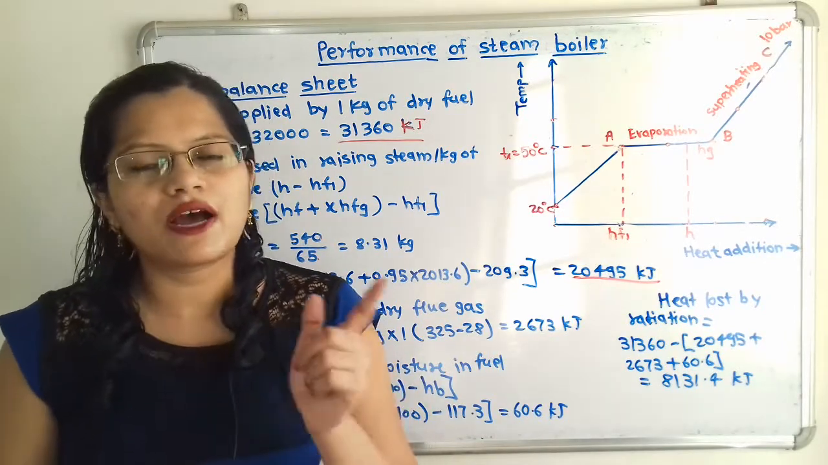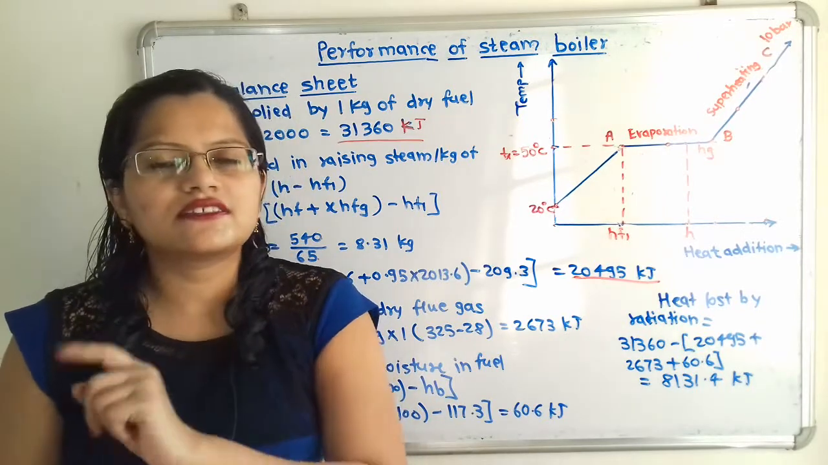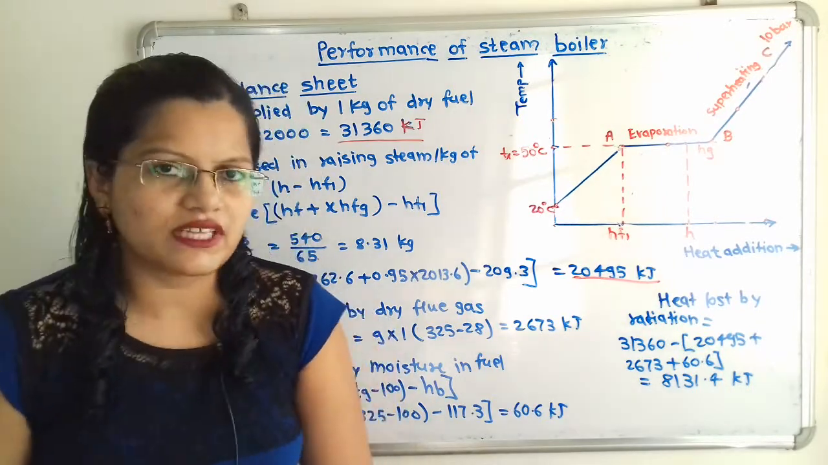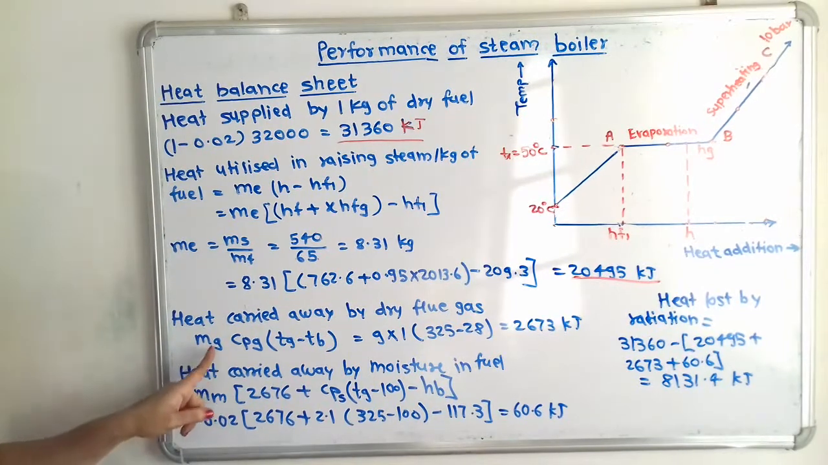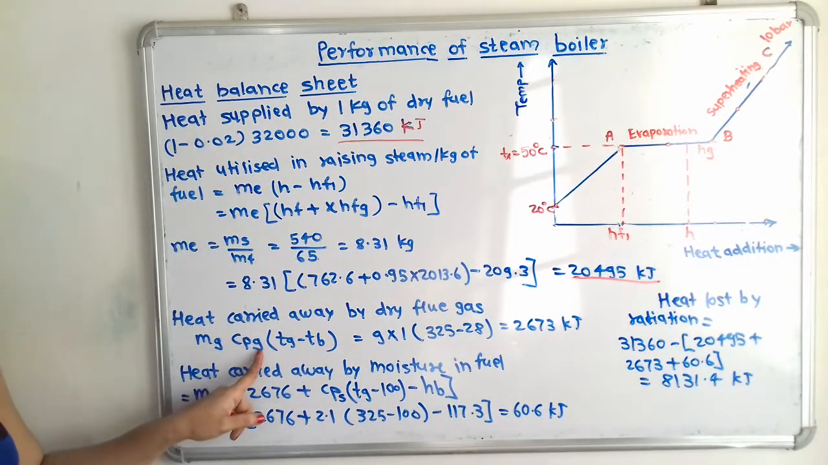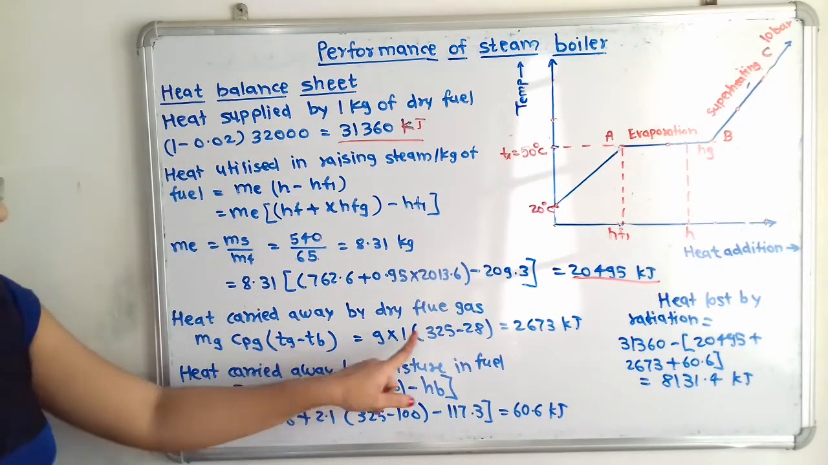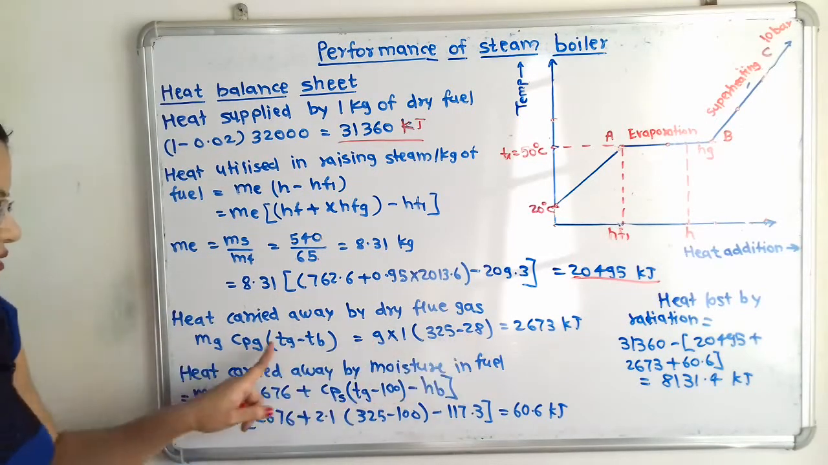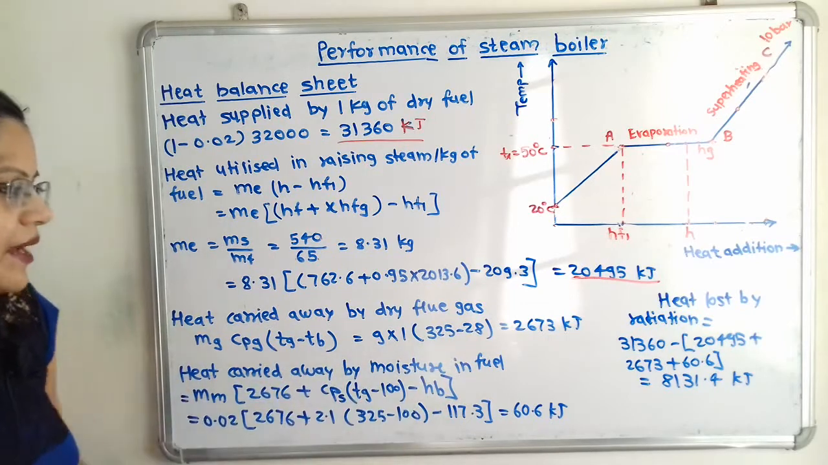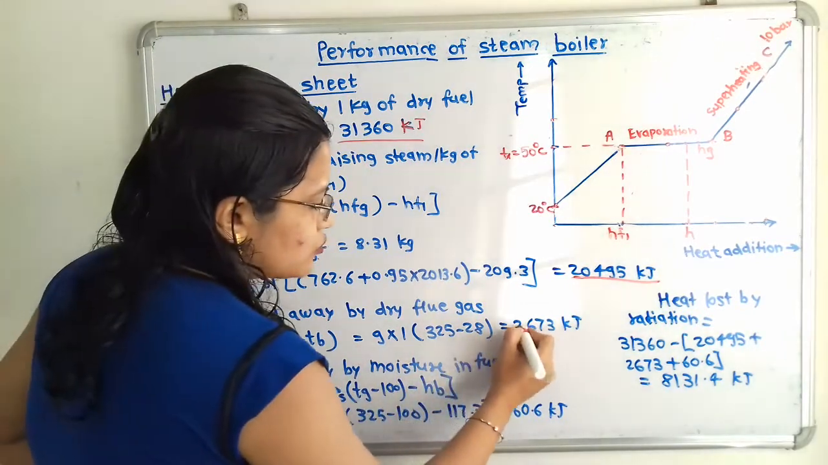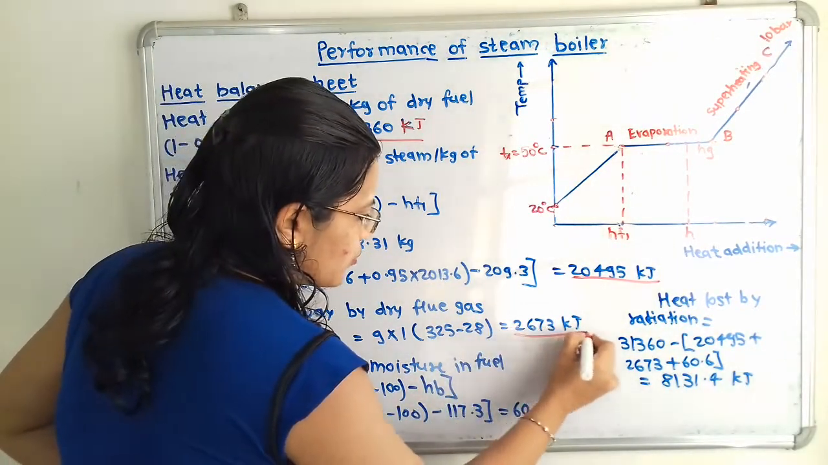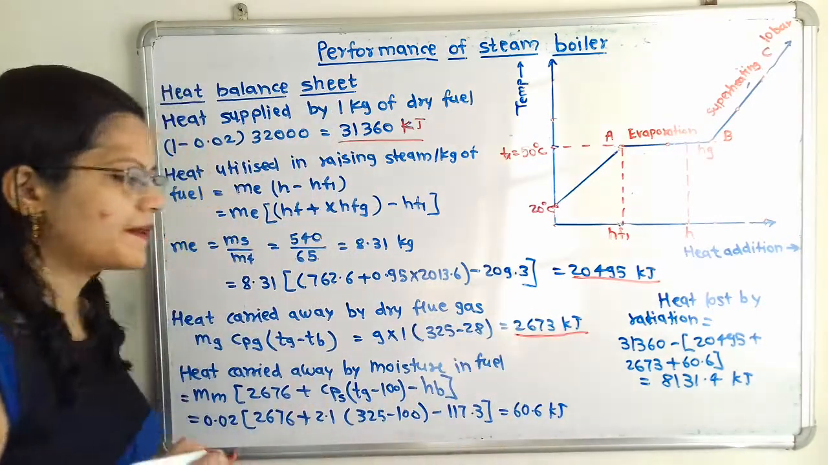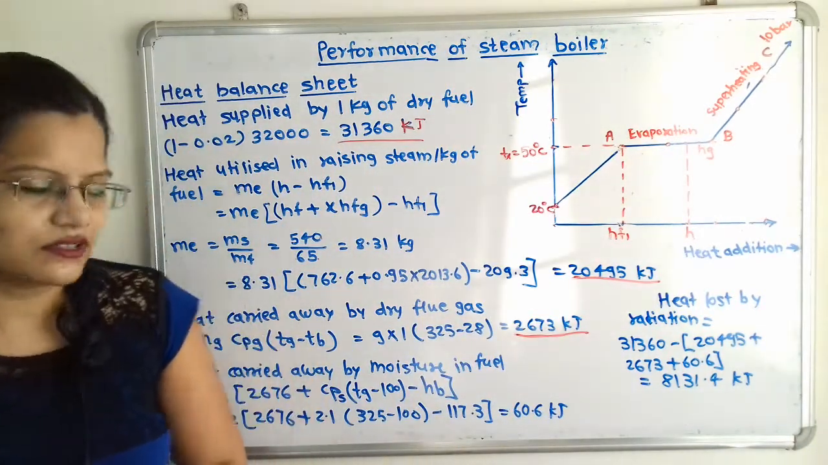M, that is the mass of the flue gas. Cp, that is the specific heat of the flue gas, that we have to take. So mg, that is given 9. Then Cpg, that is specific heat of the flue gas, is also given 1. Then temperature of the flue gas is 325 and temperature of the boiler room, that is 28 degrees. So we have to take all these parameters and answer is 2673 kilojoule. So this is the second heat consumption.